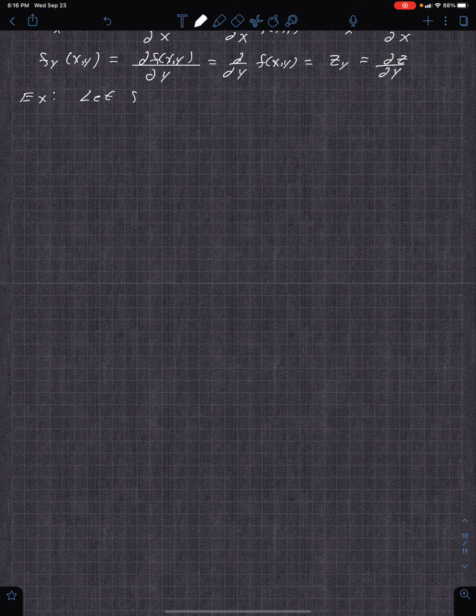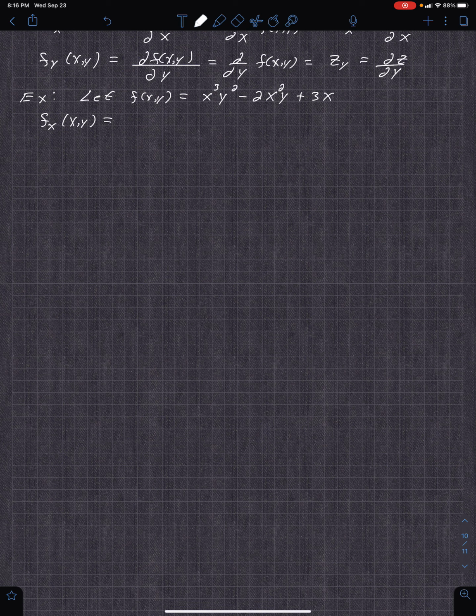So let f of x, y equal x cubed y squared minus 2x squared y plus 3x. Then let's look at partial of f with respect to x.